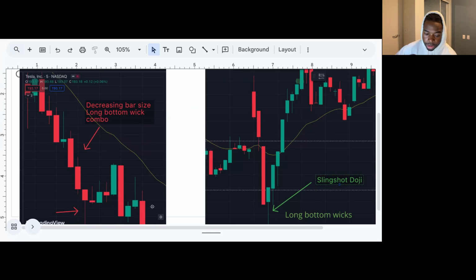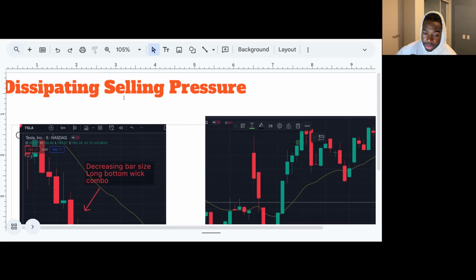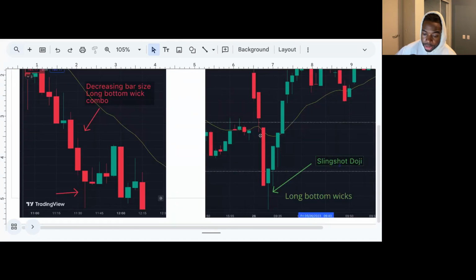All right, and then bottom side wicks. So a long bottom side wick shows that buyers are stepping in. So it's known as dissipating selling pressure. So selling pressure is going away here. When we get to the bottom of a downtrend like this, we get a long bottom side wick.